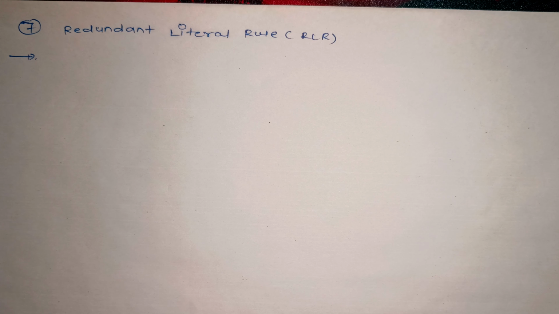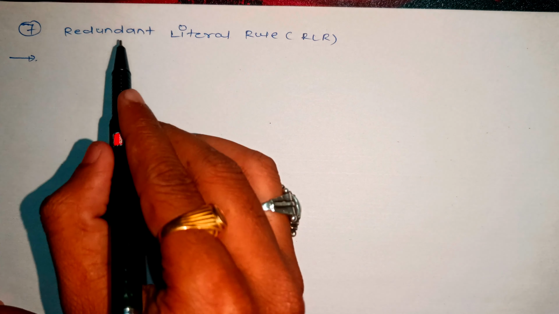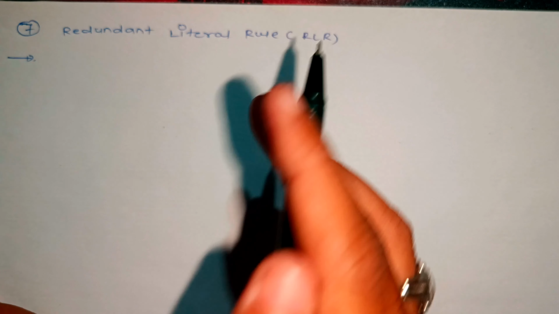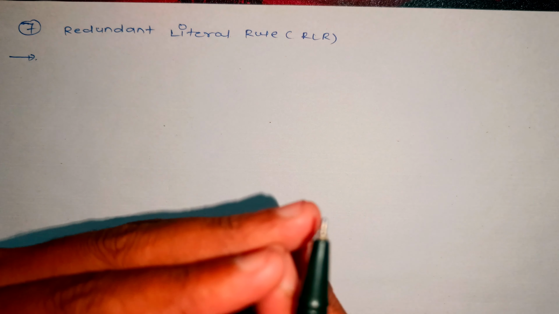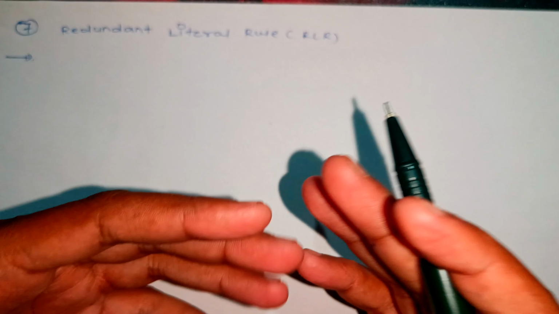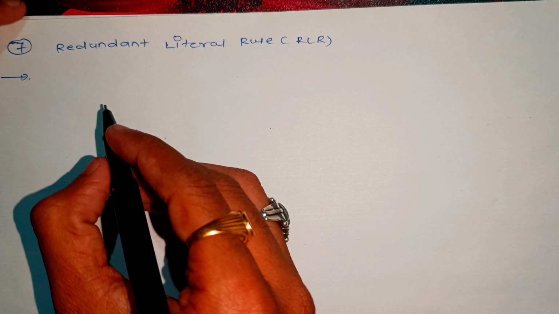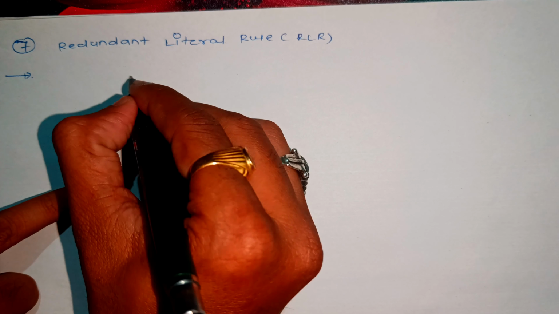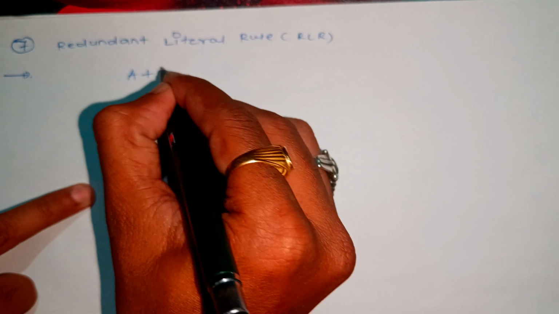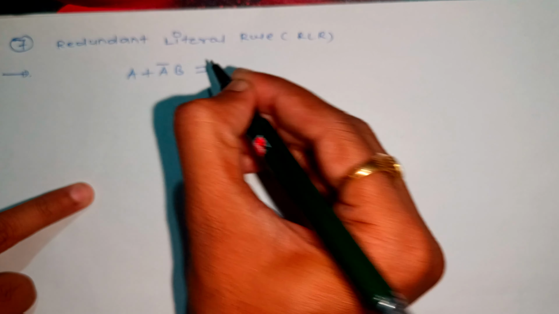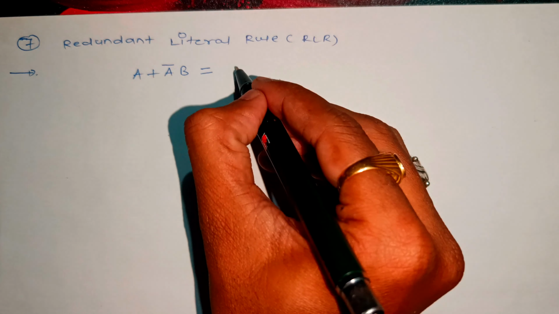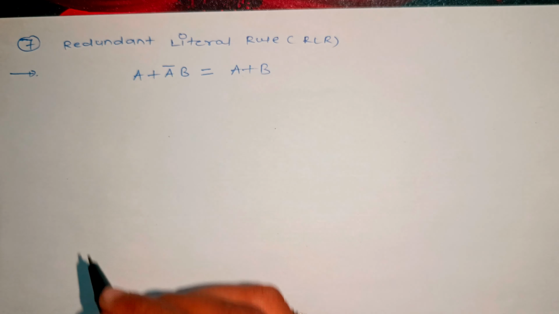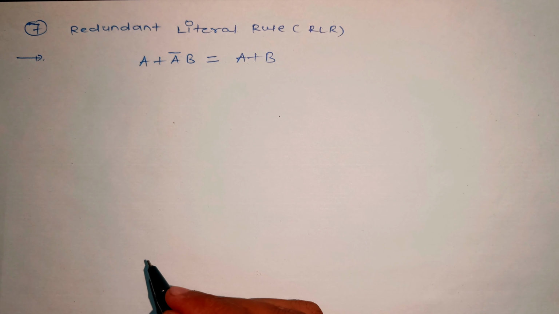Now the next and foremost important law is called the redundant literal rule. It is nothing but reducing one variable from the given expression, which we call the redundant literal rule. Now how can we write this one? Let's suppose we have the expression a plus a bar into b. I'm writing it here, a plus a bar into b. It will be equal to a plus b. Can you write this? A plus a bar b is equal to a plus b.